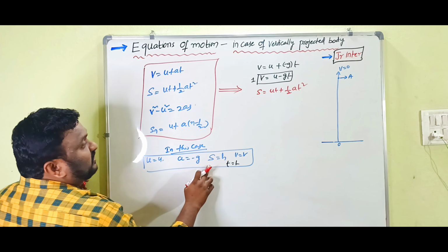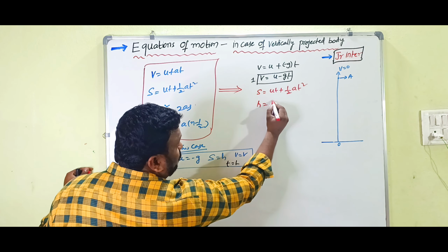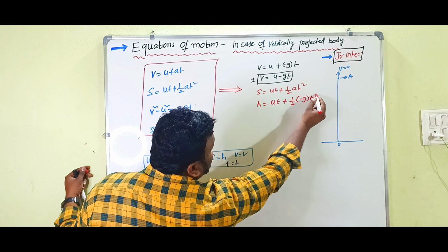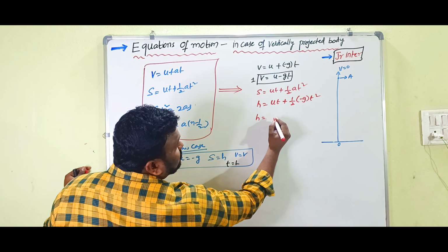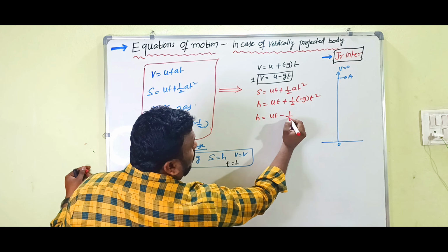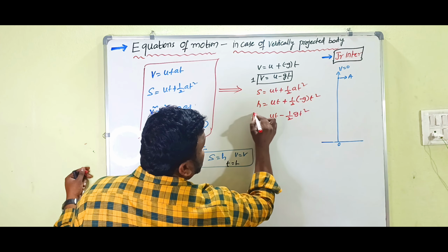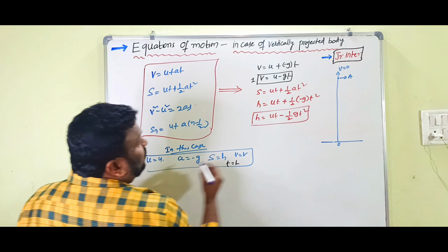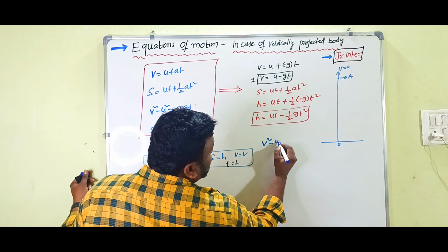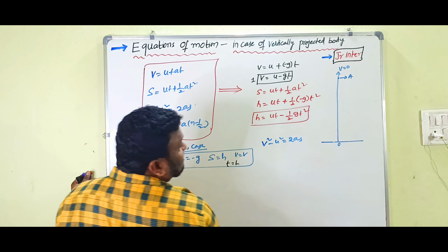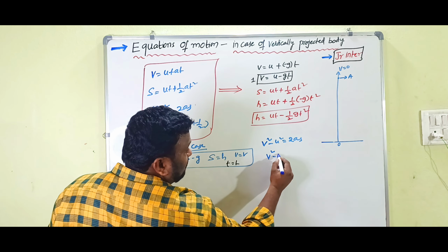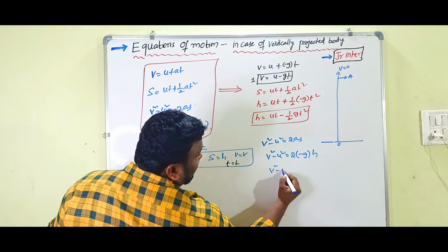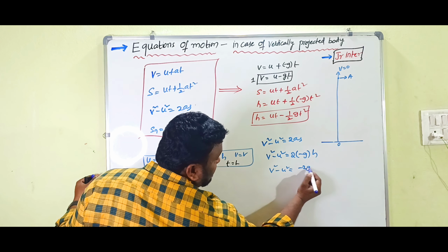So what do you say? s is h, u means u, t means t, and a means minus g, so minus half g into t square. Then h is equals to ut minus half gt square. So this is the second equation, children. And now the third one, very simple. What is it? v square minus u square is equals to 2as. So again v square minus u square is equals to 2 of minus g into h. Then v square minus u square is equals to minus 2gh.